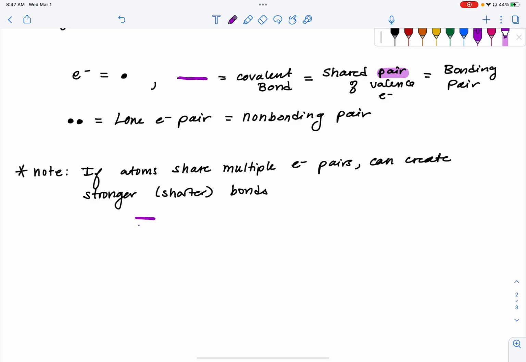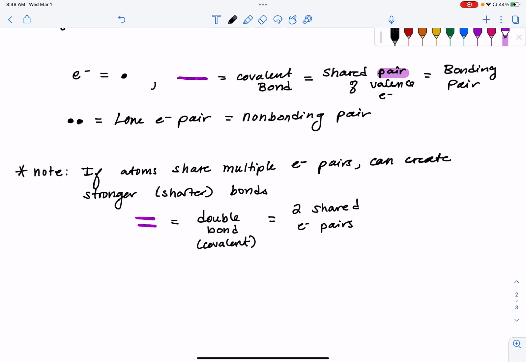So if I've got two lines drawn like this, this is still a covalent bond. This is now called a double bond. Still covalent, but it is a double bond, whereas up here, a single line is implied to be a single bond. And we call it a double bond because we have two shared electron pairs between our atoms.